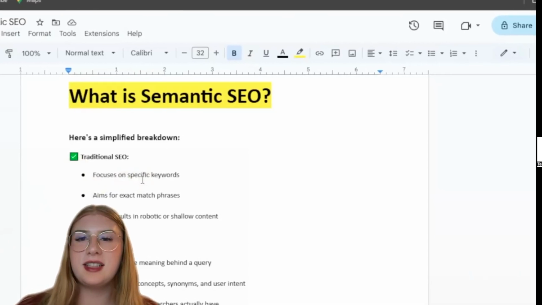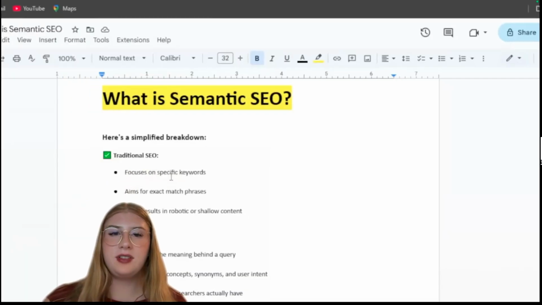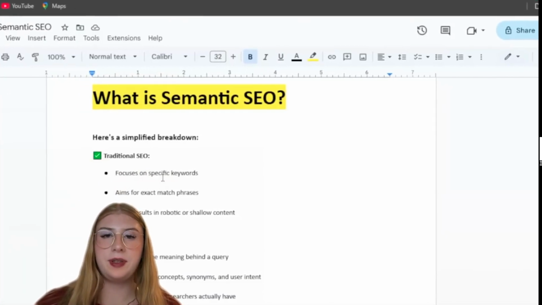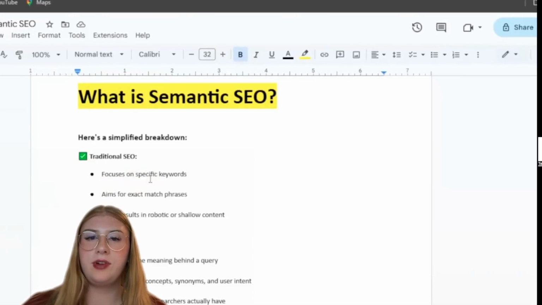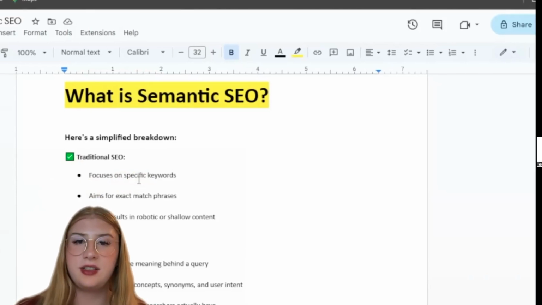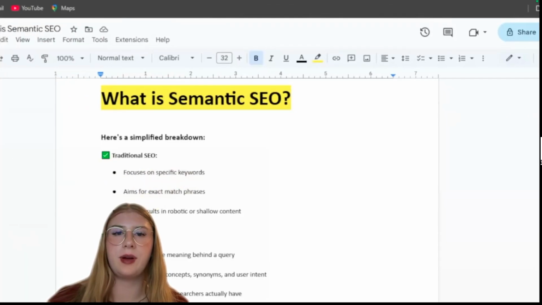To start, let's examine the difference between traditional SEO and semantic SEO. In traditional SEO, the goal is to target specific keywords in your content. For example, if you're trying to rank for types of marketing, you'd focus on using that exact phrase multiple times in your titles, in your headers, and throughout the article. In traditional SEO, the focus is on repetition.